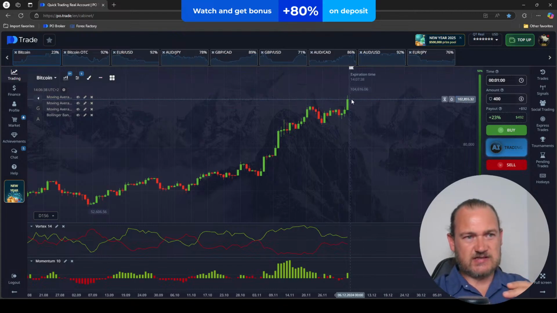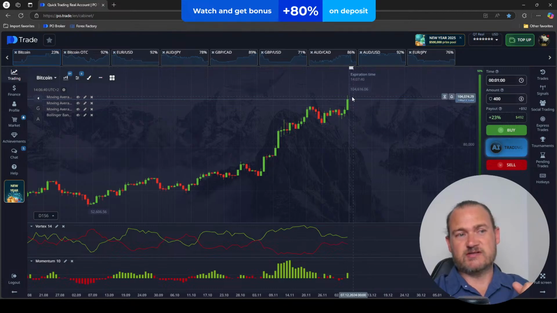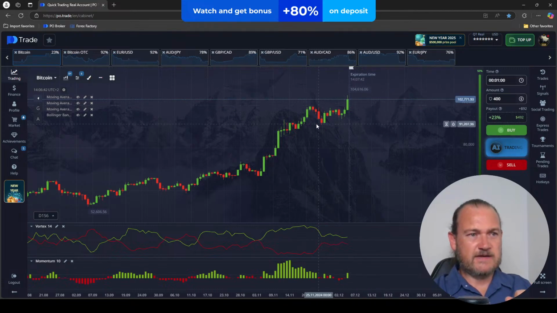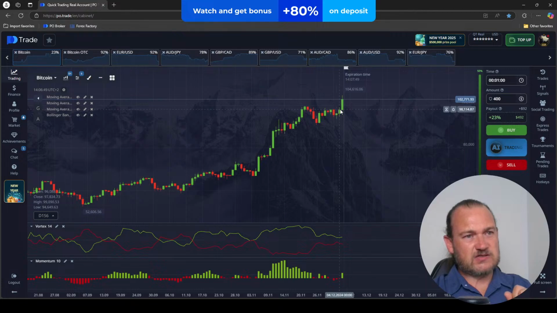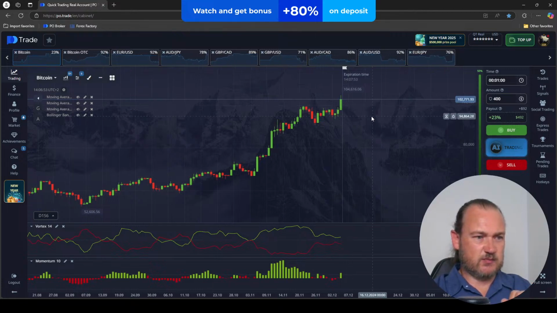But it's impossible to say if it will continue straight or if it's going to take a resting period. But we do have this kind of flag here. It did get broken. So yeah, Bitcoin holders are really smiling at the moment.